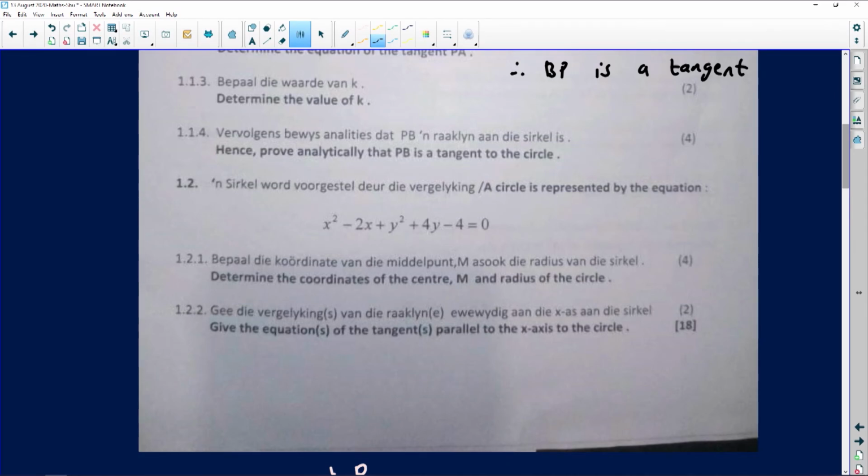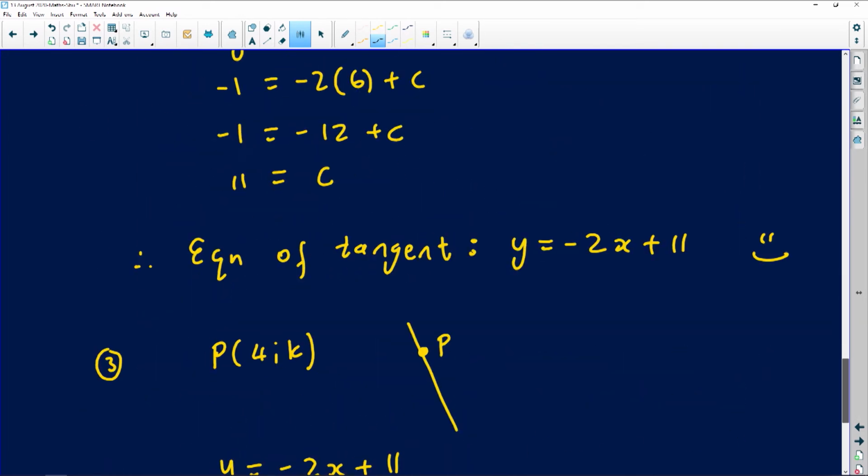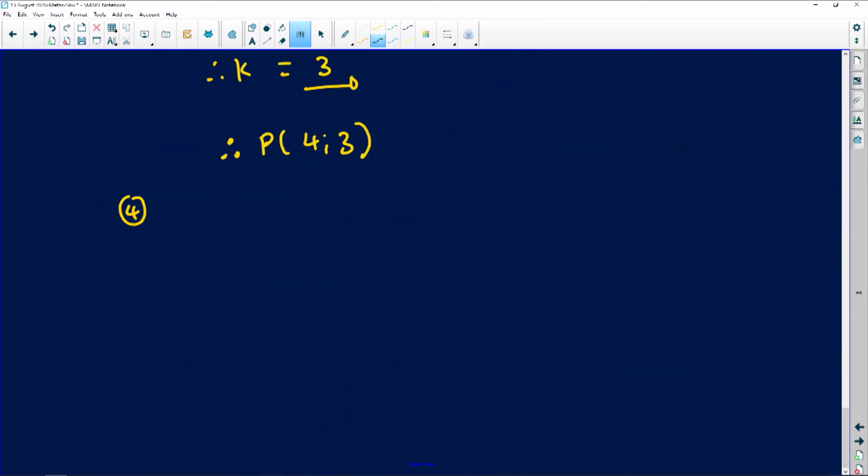Right, so let's move on to the other exciting parts of this question. It is basically 1.2. If you look at 1.2, it's an awesome question. We are being told that there's a circle. It says a circle is represented by the equation x squared minus 2x plus y squared plus 4y minus 4 equal to 0. First question is asking us to find the coordinates of the center M and the radius of the circle. Right, let's go and see.